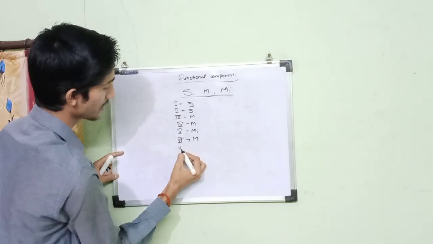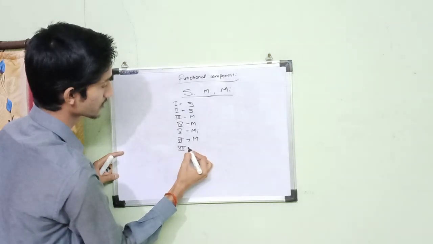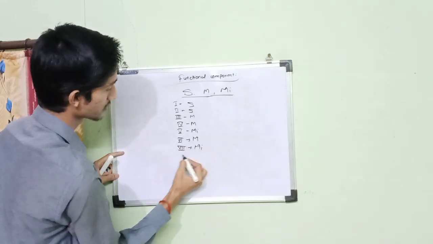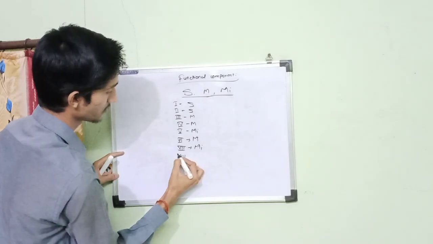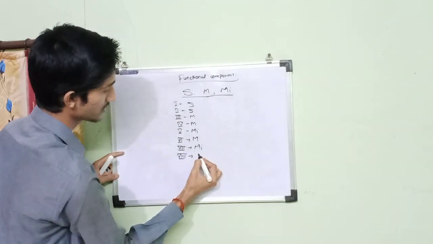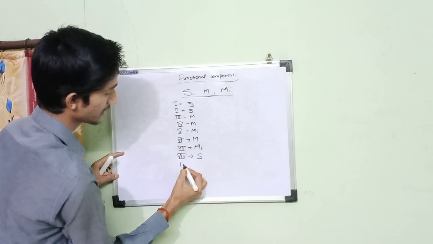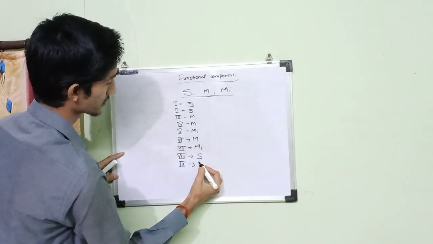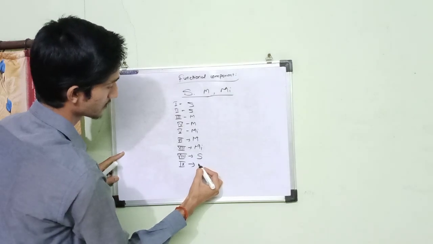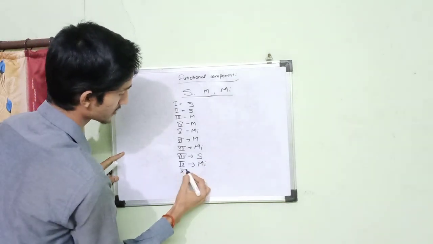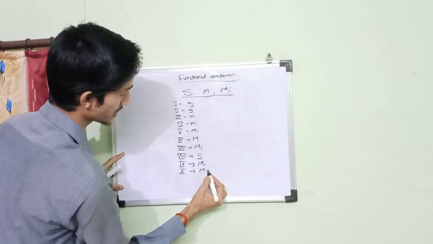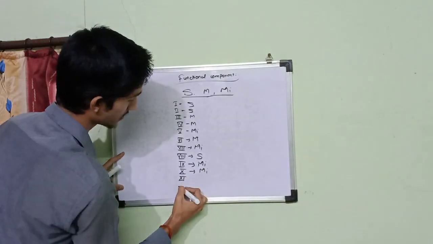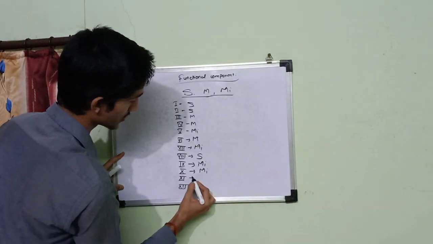motor, seventh one is mixed, eighth one, vestibulocochlear, is sensory, ninth glossopharyngeal is mixed, vagus we all know is mixed nerve, and the last two nerves are motor.